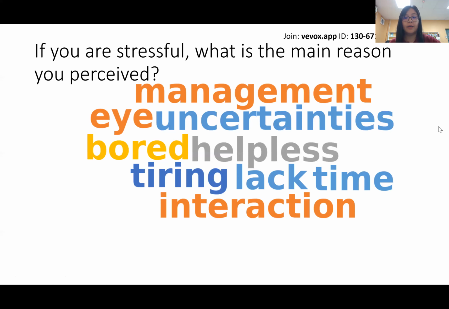Management, let's say management, and then uncertainties, bored, helpless, tiring, lack of time, and interactions. I don't know why. Is it manage? You mean you are pro in management? Let me guess, you are pro in management. You are saying because of uncertainty. Yes, uncertainty is because of the pandemic, right?